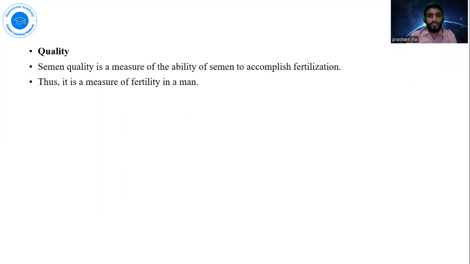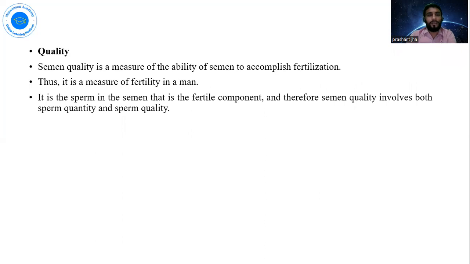Semen quality is a measure of the ability of semen to accomplish fertilization. Thus, it is a measure of fertility in the male. It is the sperm in the semen that is the fertile component, and therefore semen quality involves both sperm quantity and sperm quality.